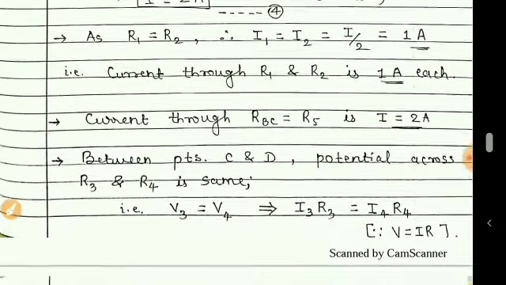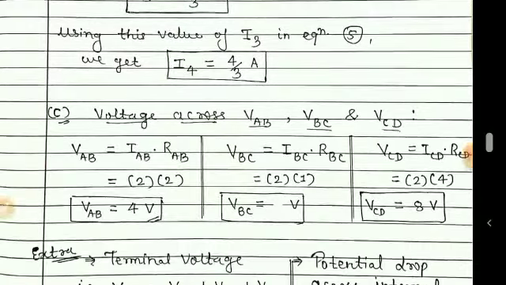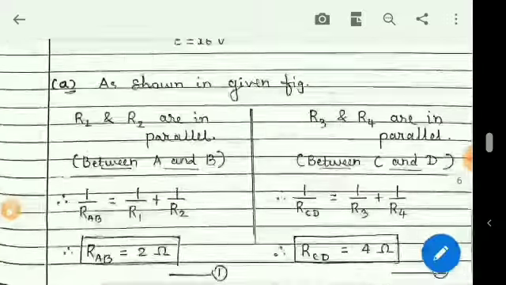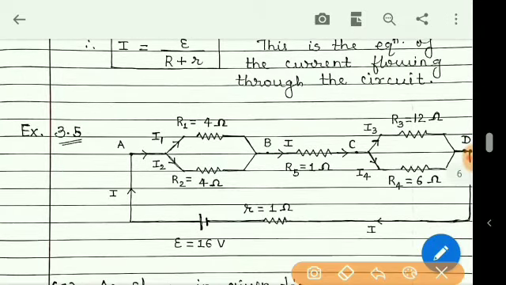Now the voltage across VAB, that is the 2 points A and B, the voltage across BC and the voltage across CD are to be obtained. Let me show you this in the figure. We want to find the voltage across AB, voltage across BC and voltage across CD.